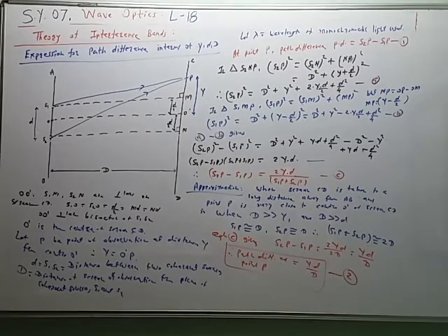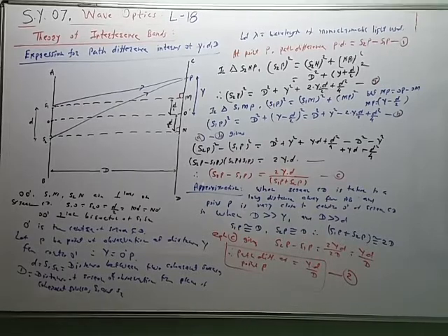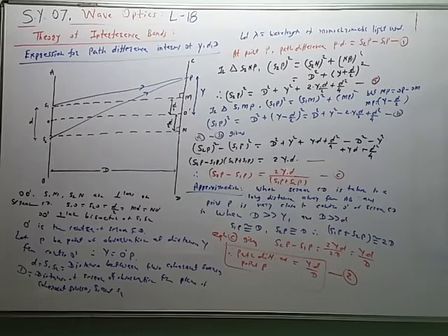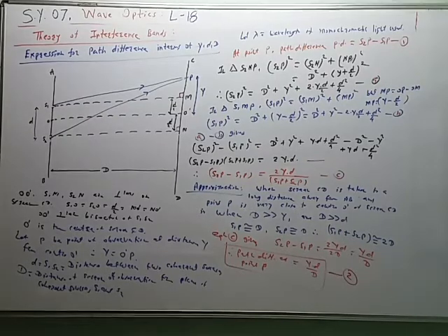Generally this d is in millimeter, y is also in millimeter, but D is in meter, more than 1 meter. Therefore when D is very very much greater than y, and D is very much greater than small d, then S1P and S2P, these two distances, are approximately equal to capital D. This is called an approximation, and therefore finally we get this relation. So path difference at point P is given by y into d upon D, like this.